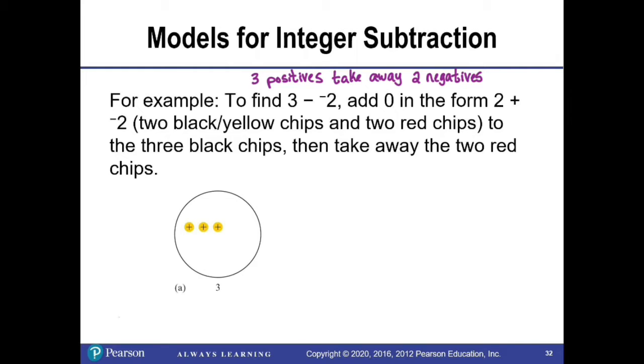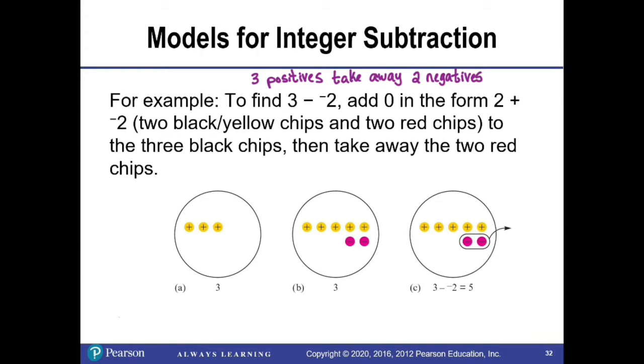Well, notice in my diagram, I don't have 2 negatives to take away. So what I do is I add 0 in the form of positives and negatives. So here, we've added 0 in the form of 2 positives and 2 negatives. This now gives me 2 negatives to take away, and I circle those and draw an arrow to show that I'm taking them away. And so 3 minus negative 2 is 5. Let's look at some more examples.